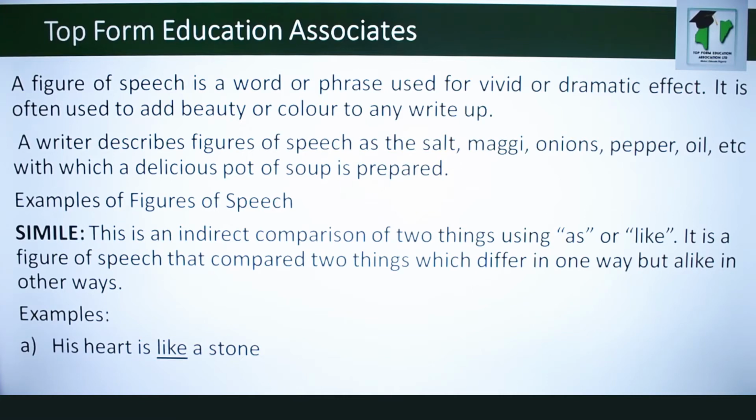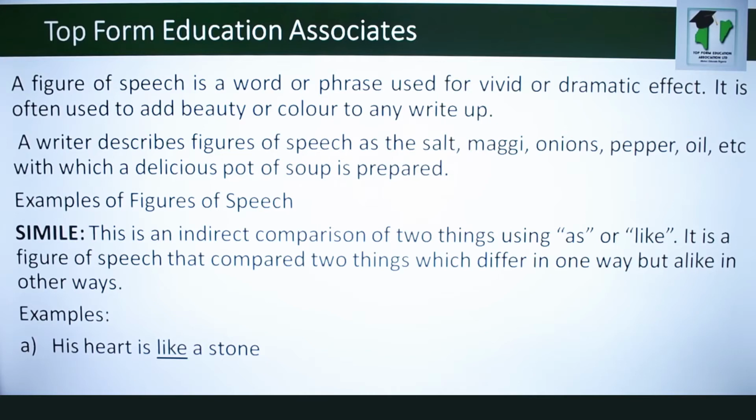It is a figure of speech that compares two things which differ in one way but are alike in other ways. Okay, let's practice. Examples. Example A, his heart is like a stone. Of course, whoever we are referring to, we are told that the person's heart is compared to what? A stone. And if your heart is like a stone, it's not a good attribute. You should know that you are moving out of a normal human being.